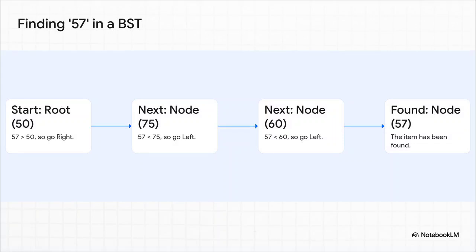Say we want to find the number 57. We start at the root, which is 50. Is 57 greater than 50? Yep, so we instantly ignore the entire left side of the tree and just go right. The next node is 75. Okay, is 57 less than 75? Yes, it is. So we go left. Next node is 60. We go left again, and boom, we found 57. In just a few simple steps, we've navigated directly to our target.